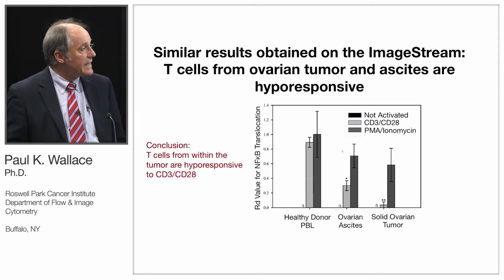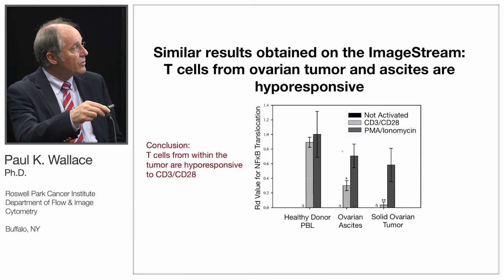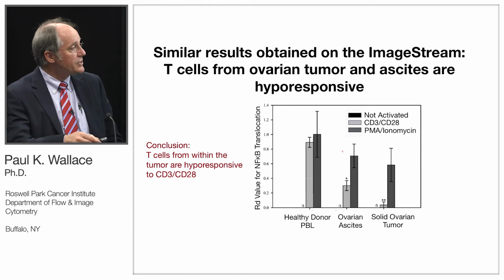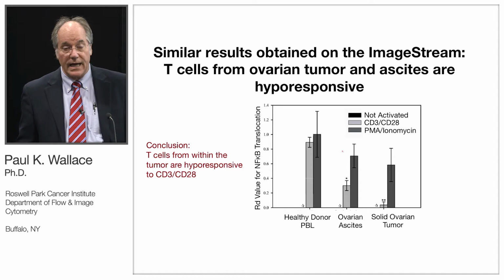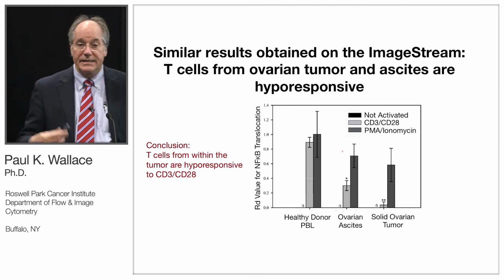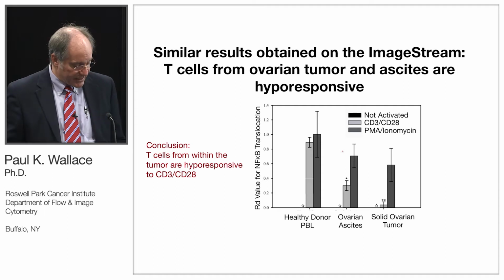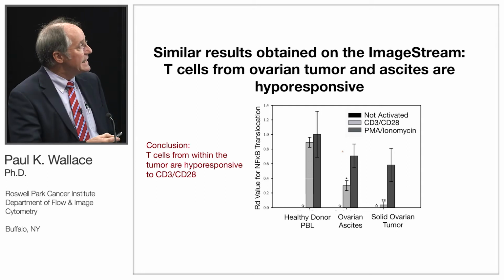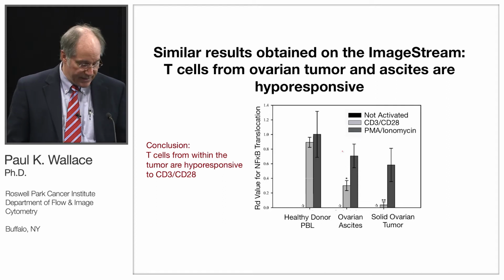Using that, we see the same type of thing: if we incubate PBLs with either CD3 or PMA ionomycin, we get a nice high similarity score. If we take cells from an ovarian ascites, we really lose that ability to translocate. And if we take them from an ovarian tumor, it's even worse. So we see clearly a correlation with a lack of translocation in the tumor microenvironment. The conclusion from all this is that T cells from within the tumor are hyporesponsive to anti-CD3 and anti-CD28.